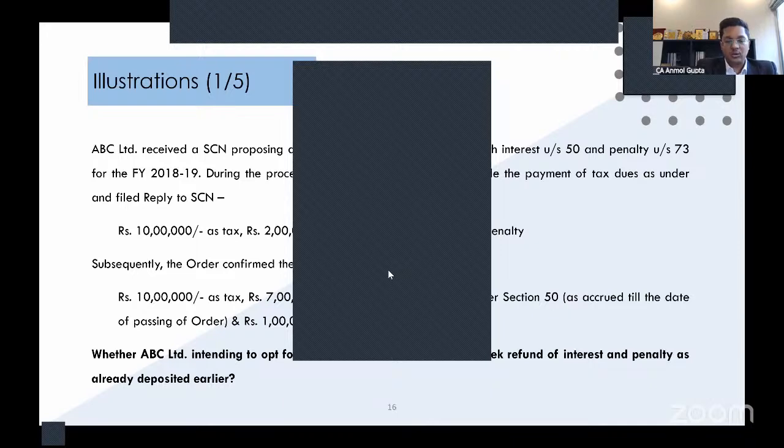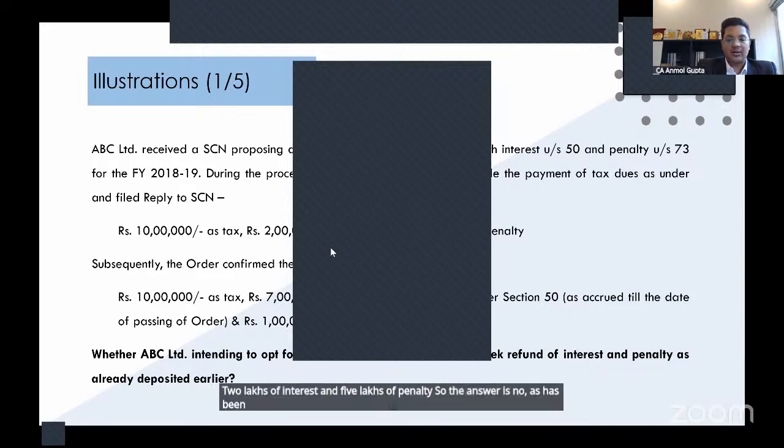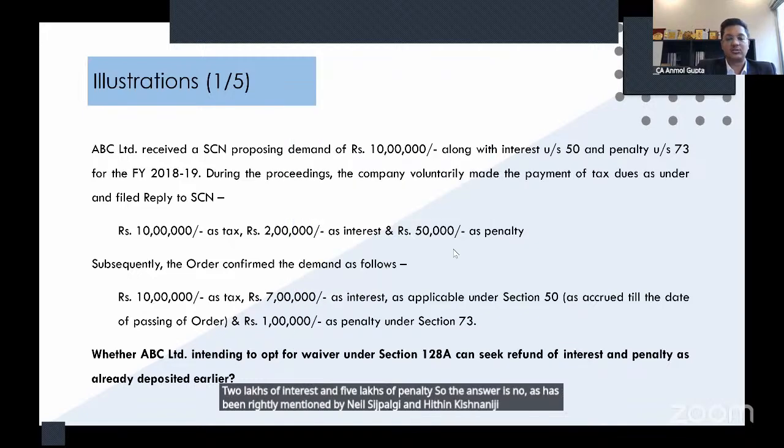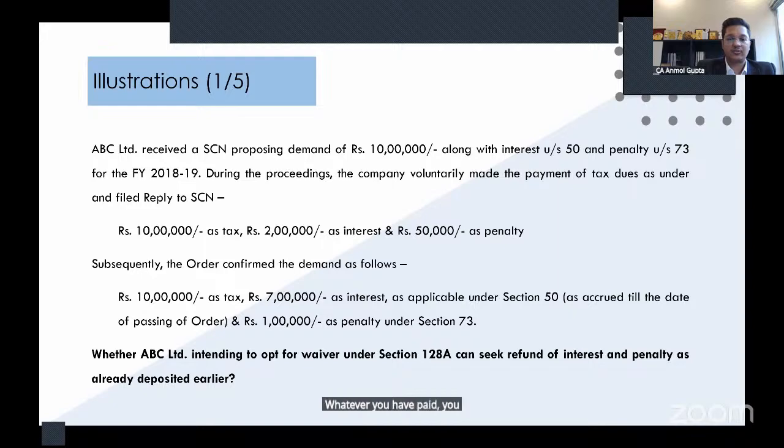So the answer is no, as has been rightly mentioned by Nehal Sejpal ji and Hitin Kishnani ji. So yes, the answer is no. You will get the waiver of the pending interest liability and pending penalty liability. Whatever you have paid, you will not get the refund of that.